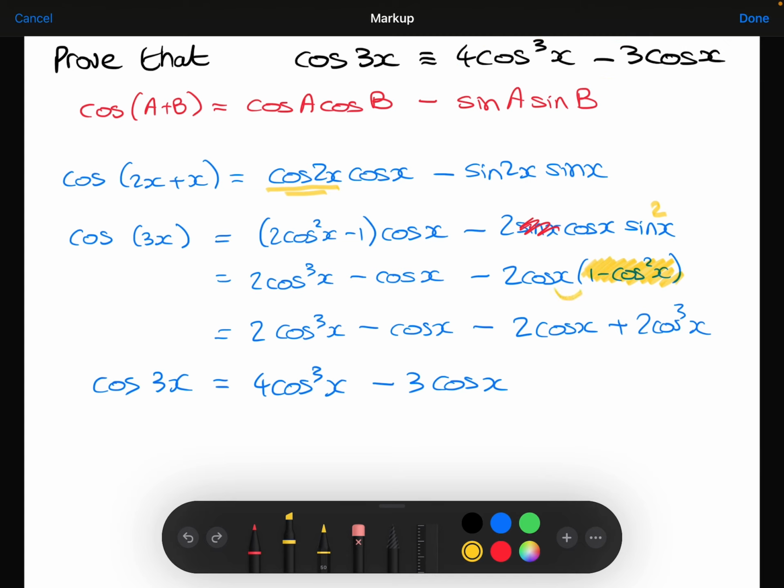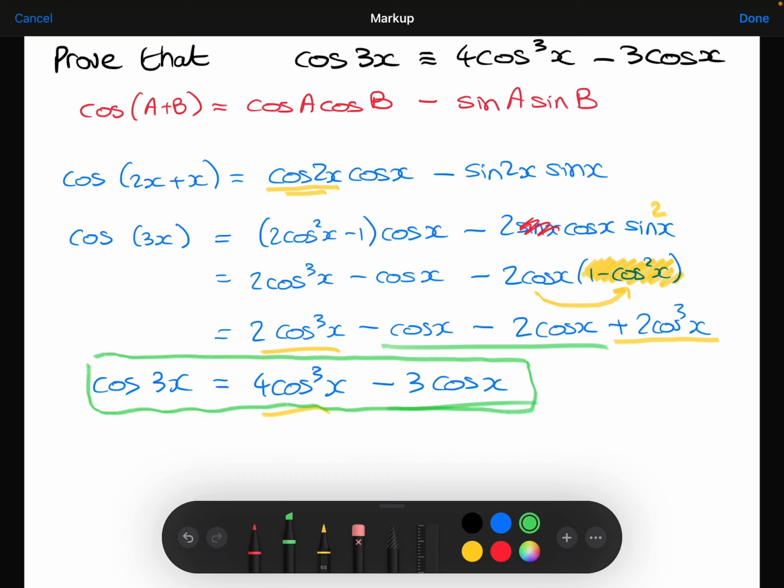I was then able to expand these brackets, so the minus 2 cos x times 1 is minus 2 cos x. The minus 2 cos x times the minus cos squared is positive 2 cos cubed, which I then collected together to get 4 cos cubed minus the 3 cos x. And so this is an identity for cos 3x.